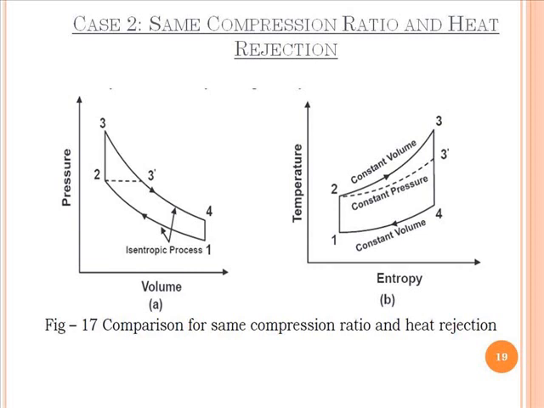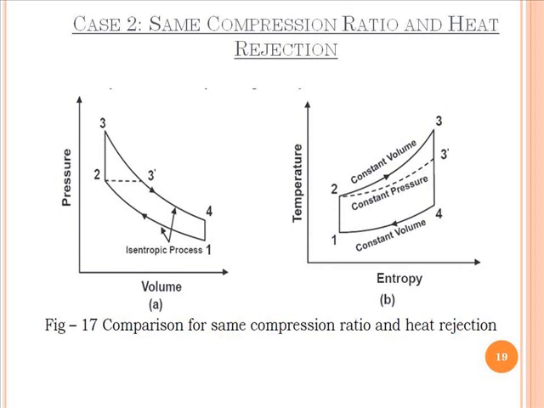So we know that efficiency of Otto cycle is equal to 1 minus heat rejected divided by heat supplied. And if you refer to the TS diagram, you can see the amount of heat supplied in case of Otto cycle is shown with the curve 2 to 3. The process 2 to 3 is heat addition process.